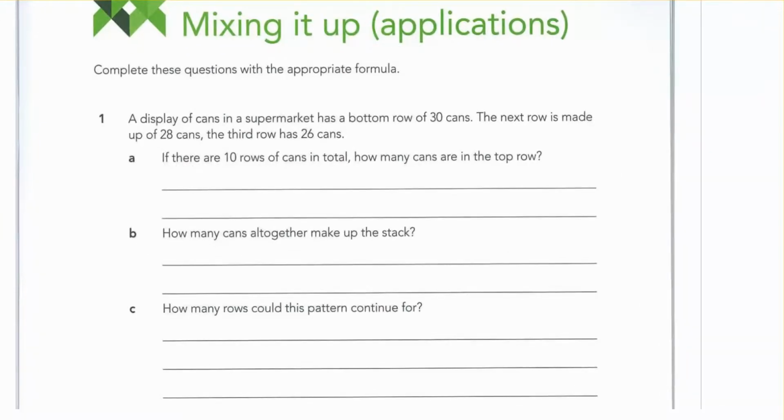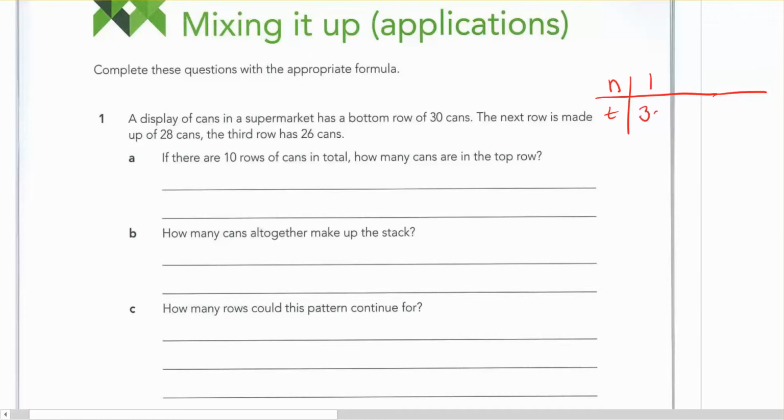A display of cans in a supermarket has a bottom row of 30 cans. The next row is made up of 28, and the third row is made up of 26. So I can see they're starting to give me the sequence here. So I'm going to have n over t. That's the same for arithmetic or geometric, doesn't matter. The first one is 30, the second one is 28, the third one is 26, and away we go.